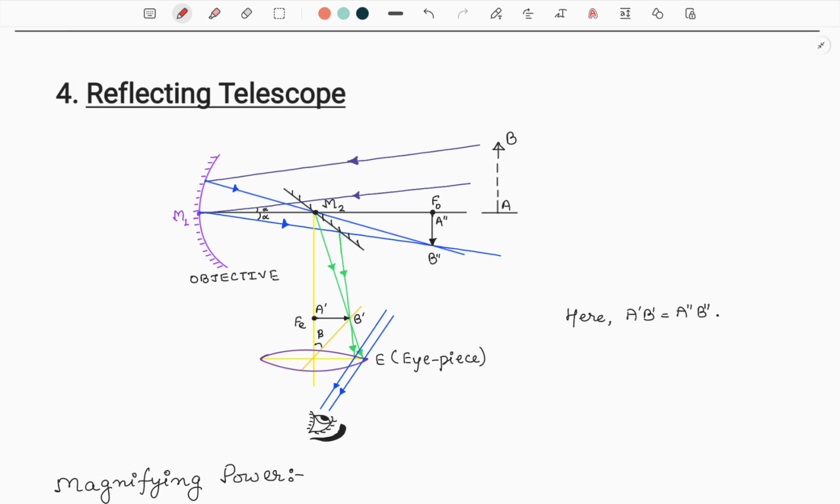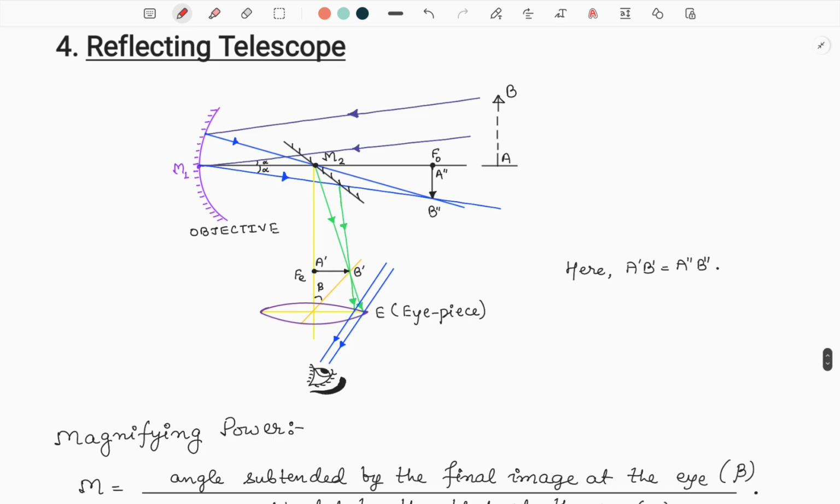So the concave mirror is M1 and the image of AB will be formed first with respect to the objective, and then the light ray will be transferred to the eyepiece lens using another plane mirror M2. So you can see the image is first forming with respect to M2 as A double dash B double dash, and then the image is formed with respect to the eyepiece as A dash B dash.